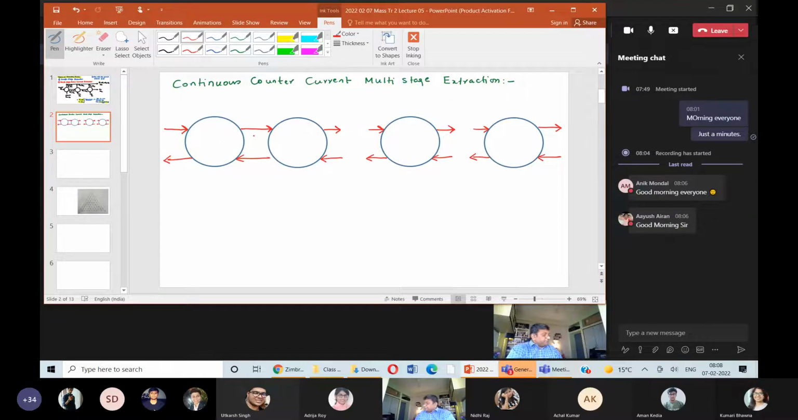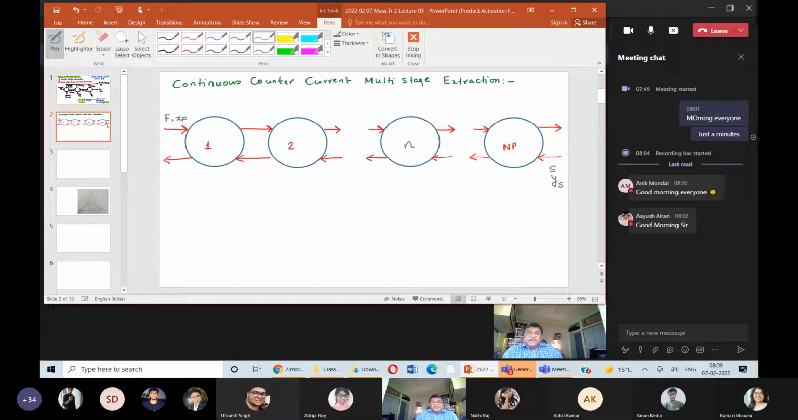So this is the first stage. This is the second stage. This is any general nth stage. And this is NP, or the last stage. So what is happening? The feed enters the first stage, and the solvent enters the last stage, and they flow in a counter current direction.